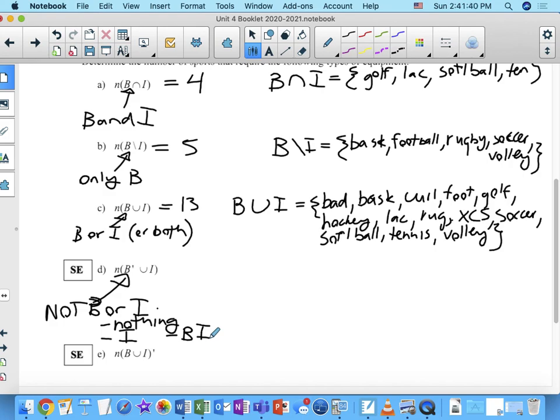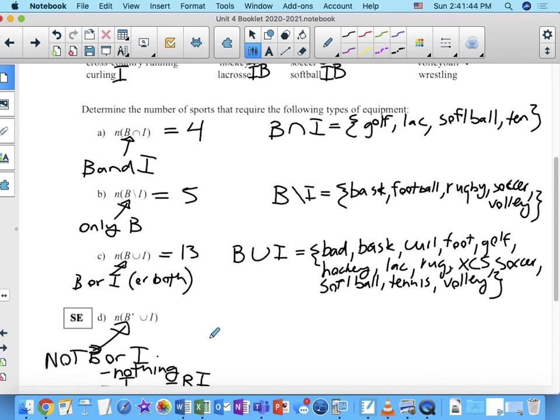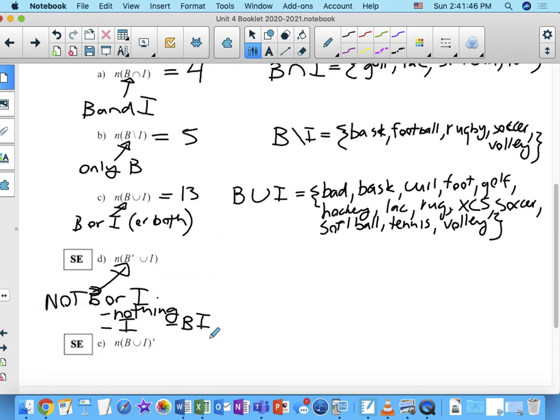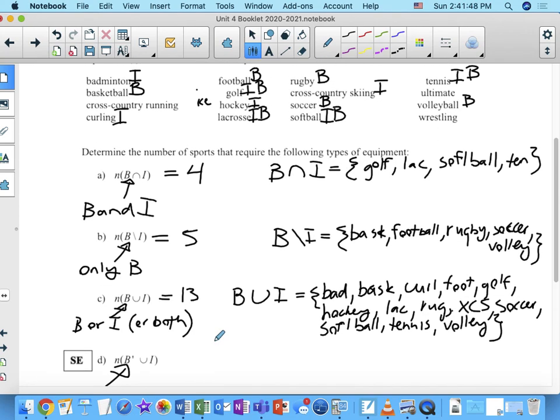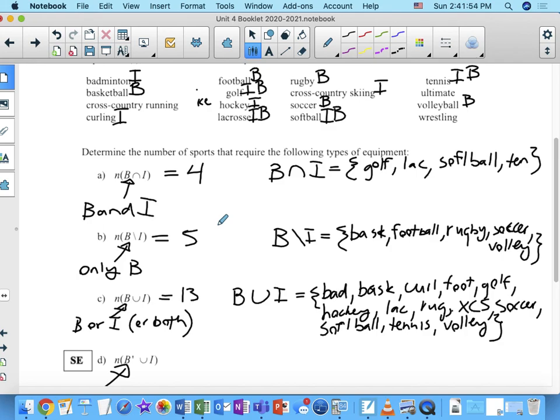Okay, so maybe I'll list those first. I'm looking for nothing, I, or BI. Anything that's actually not just a B can go in here. Complement union I, right, is anything that doesn't just have a B.